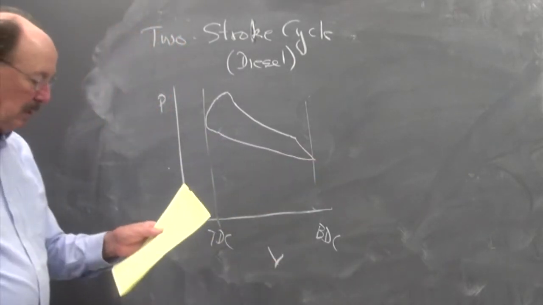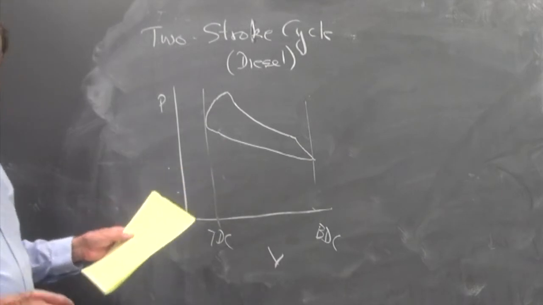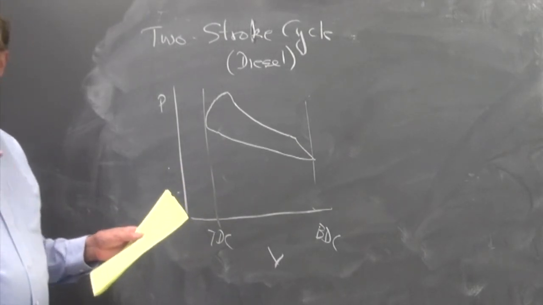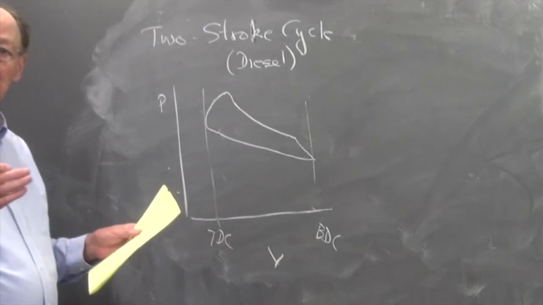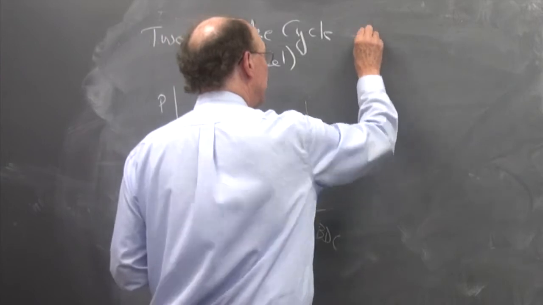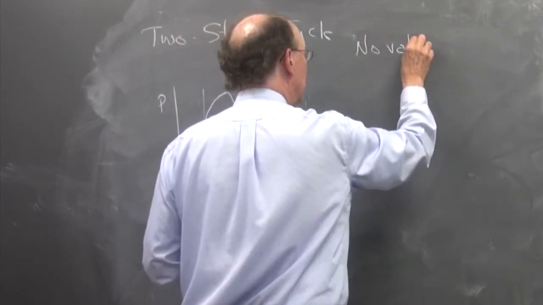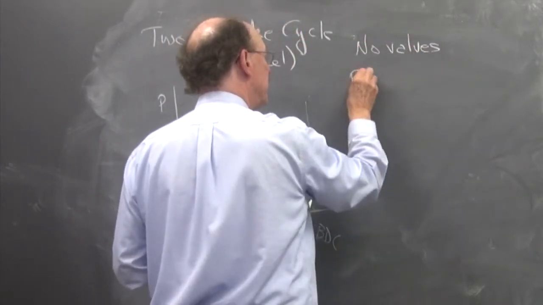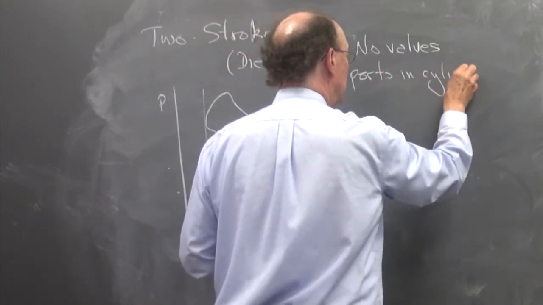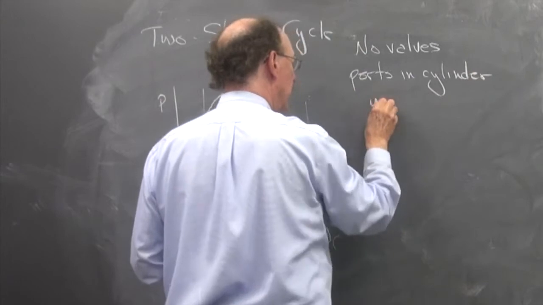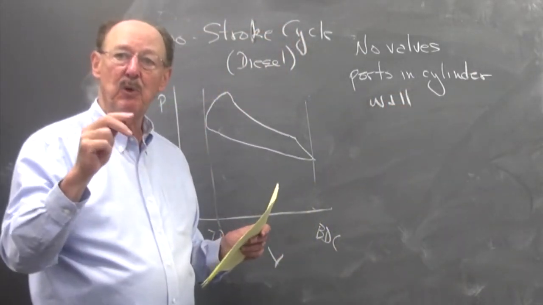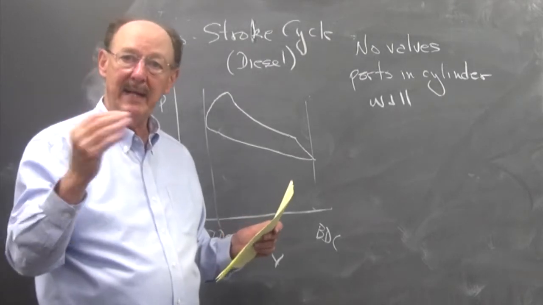What happens is these cylinders, rather than have valves, have ports. They have holes in the side of the cylinder wall. So in this case, there are no valves, just ports in the cylinder wall. It's basically an opening in the cylinder wall that allows exhaust out or air in.